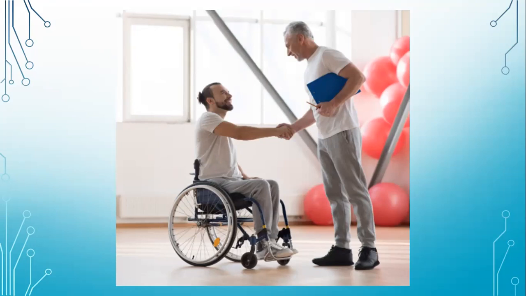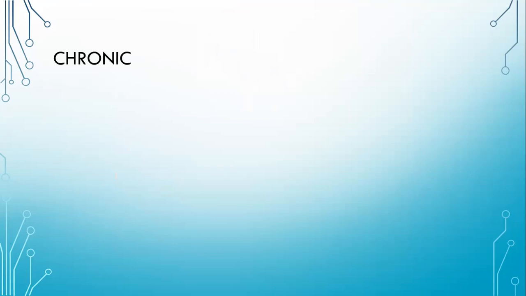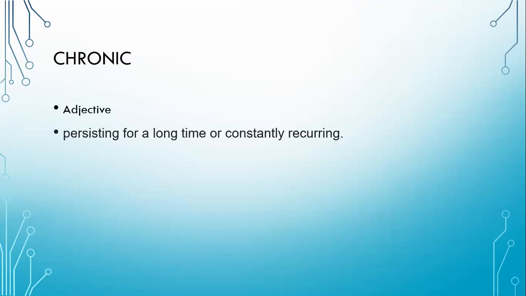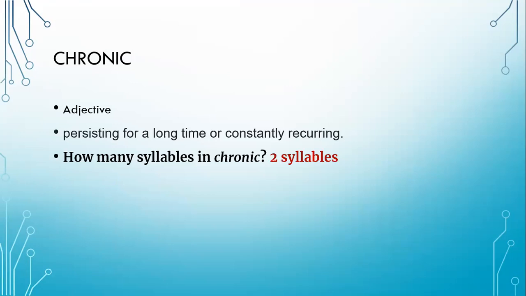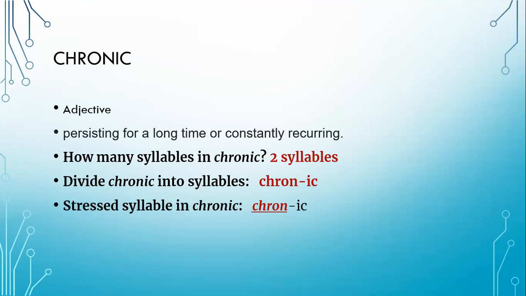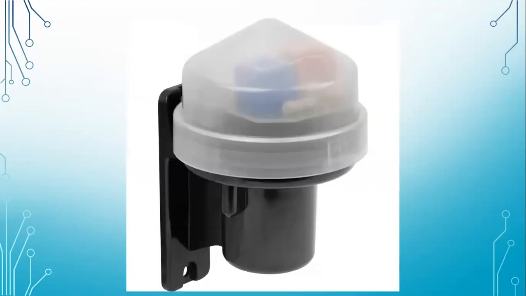I told you before, it's called chronic. Repeat after me, chronic. Chronic. So chronic is an adjective. What does it mean, chronic? Elias, what does it mean? For a long time. Very good. It means for a long time. It has two syllables, chronic. Thank you, Elias. You helped me a lot, really.